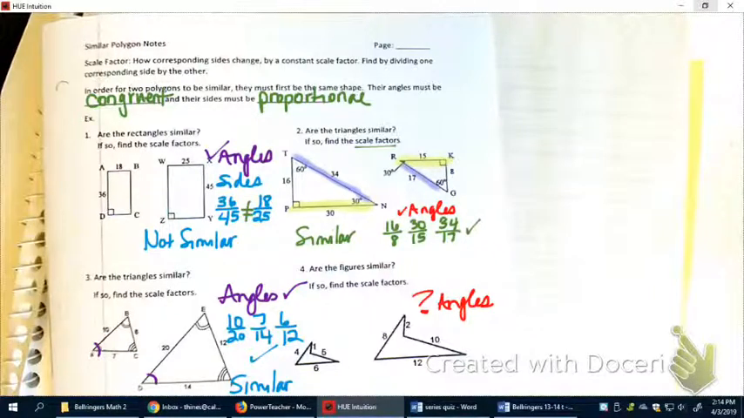Because I don't know for sure, then we're going to say not similar. Now, they might be similar if they gave me more information. Really, it's just missing some important information. Okay? But because I don't know for sure, then I can't say that they're similar.